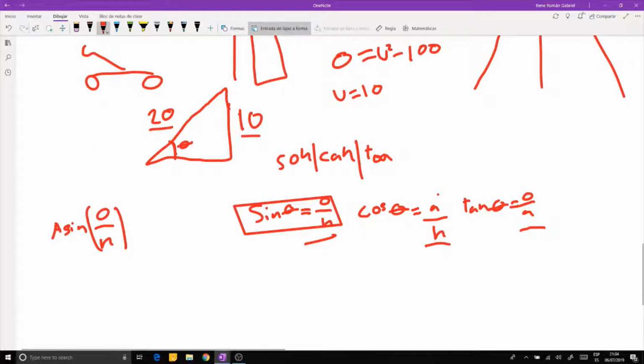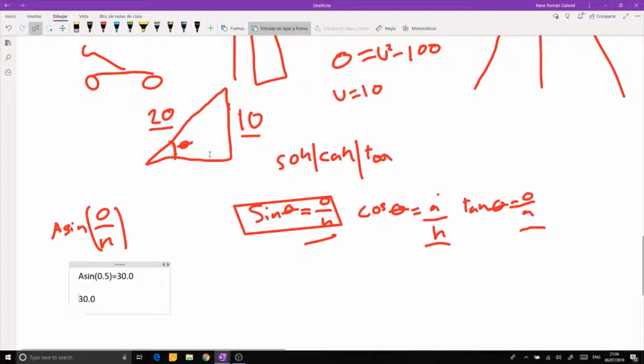So that would be the opposite, 10 over 20. That we can do by ourselves. That was 0.5. So then arc sine of 0.5, and then we just calculate that. That's 30. So then we know that it has to be at an angle of 30 degrees.